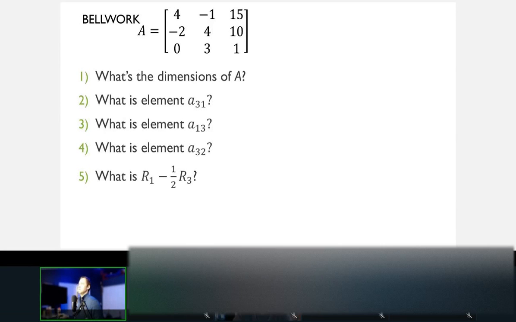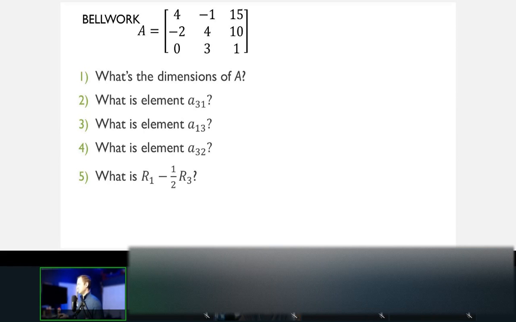3 by 3. Good. What about number 2? 0. Correct. Number 3. Correct. 15 is correct. Number 4. 3 is correct. All right. And for number 5, which rows stay the same? Rows 1 and 2. Good.